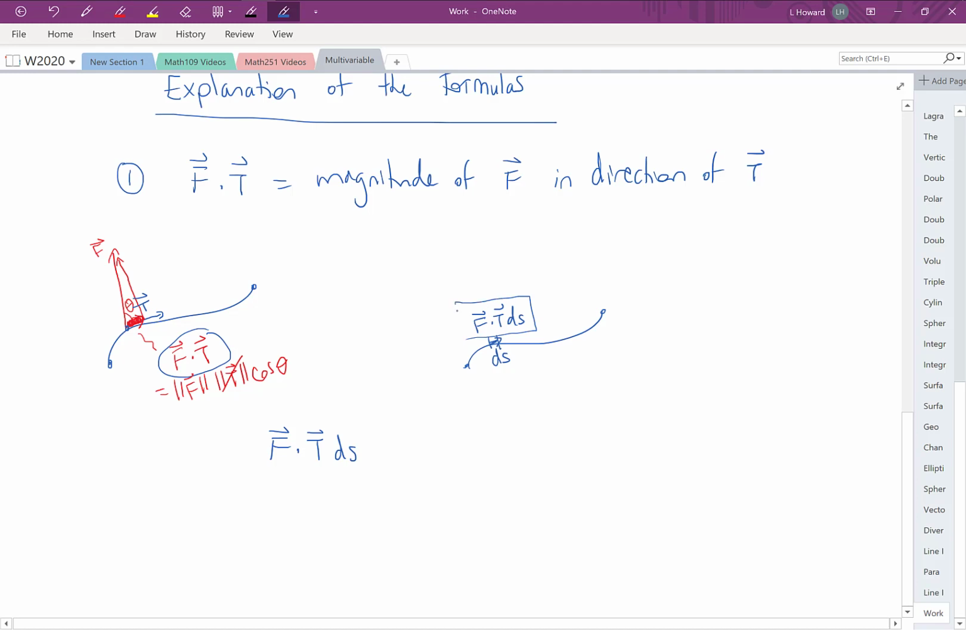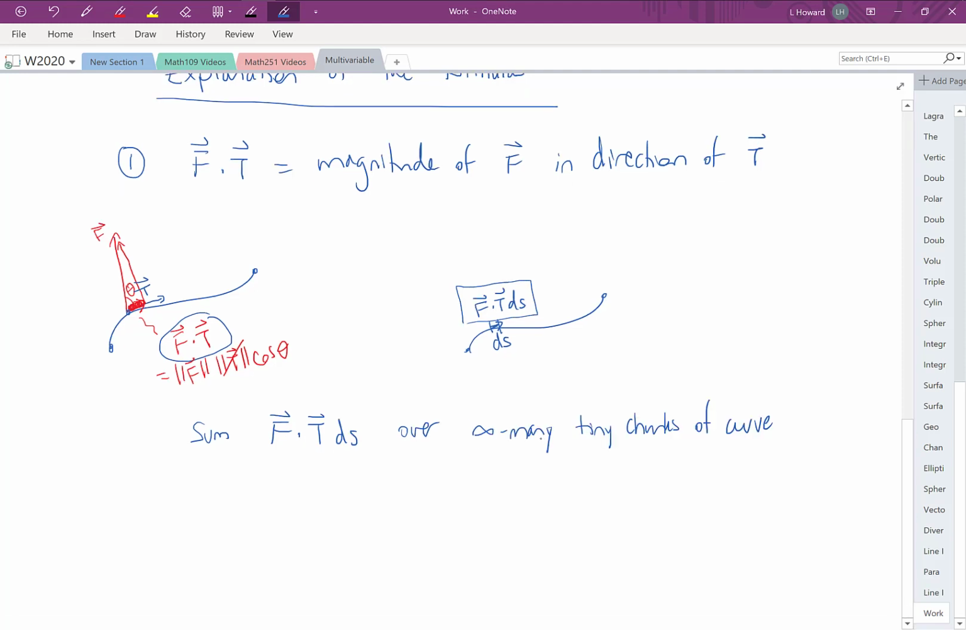So if we think about units, that's units of force times units of distance. So essentially that's giving us the work done by our vector field F over that little tiny chunk of the curve. So if we sum quantities like this over infinitely many of these infinitely short chunks of curve, then what we get is the total work done. So let's say work is that sum, and if you express that in the language of integrals, work is the integral of f dot t ds, and we're integrating over this curve C. So that's where that first formula comes from physically.